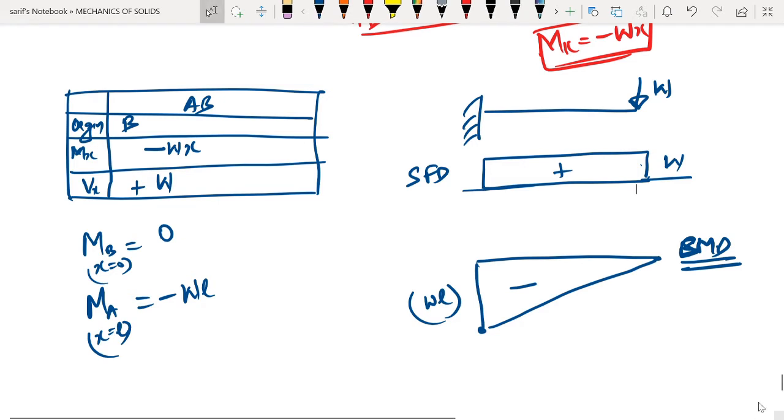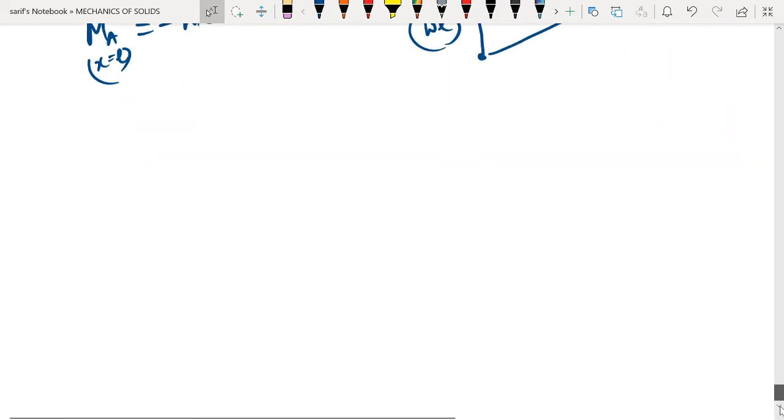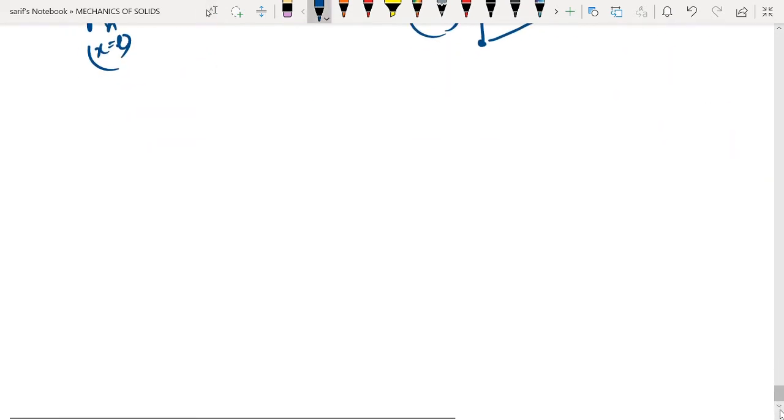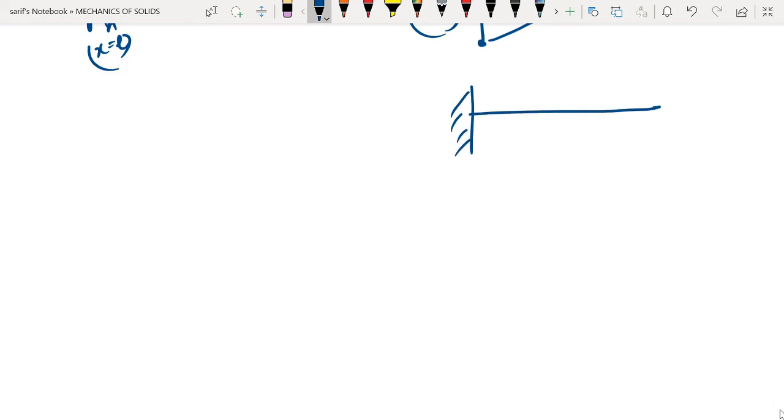Next question that we have to consider is the case of a cantilever beam subjected to a uniformly distributed load. Here again the loading is uniform in the region AB, and we only need to consider a single section. So again we will consider section XX at a distance x from the free end.